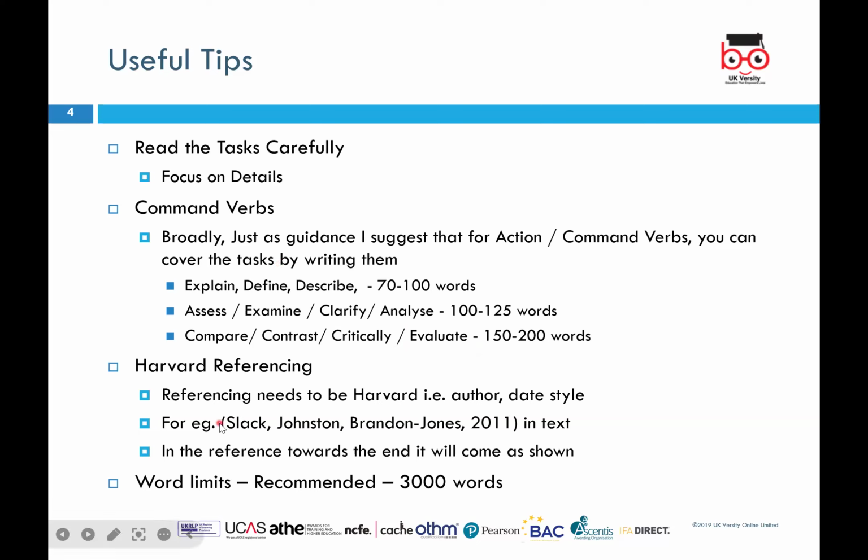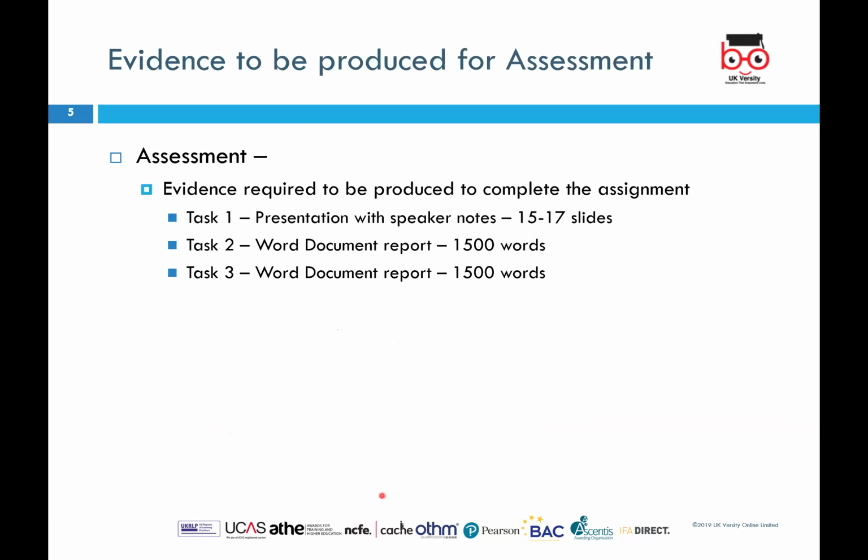Your references should be Harvard, in which you have author, date, style. For example, when you have in-text, so for instance, you've written a paragraph and you want to reference it, you will write the author's name, comma, the year. You don't put in the date, you put the year. And in the references towards the end, it will be shown as a list. Okay. And your recommended word limit is 3,000 words. Okay.